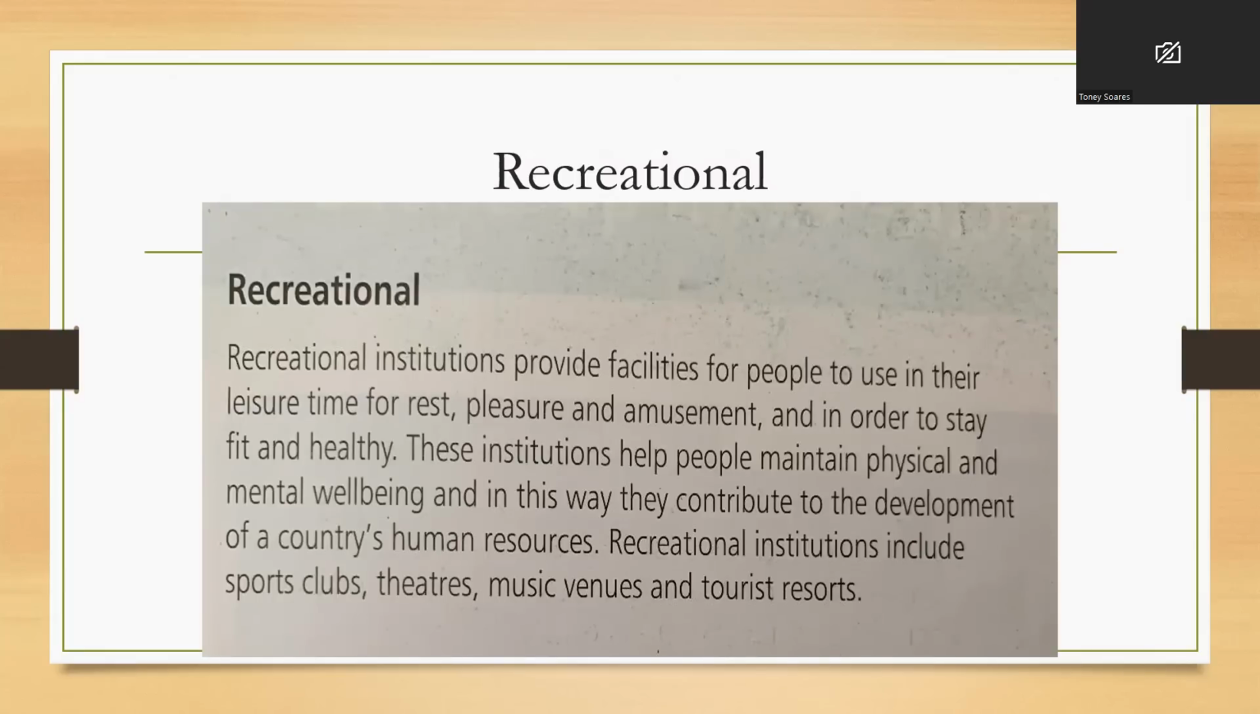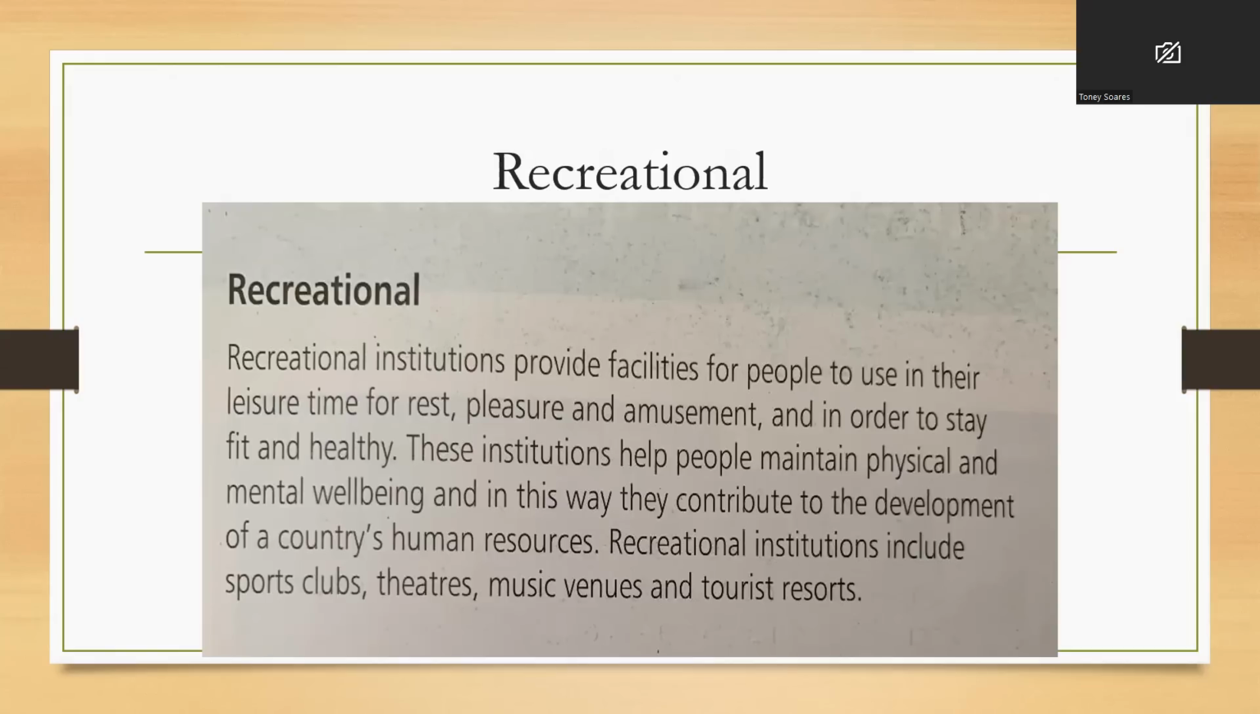Right? Because we don't want to become overweight, we're not caring for our physical fitness and wellness, and then we develop all kinds of lifestyle diseases. These institutions help people maintain physical and mental well-being, and in this way, they contribute to the development of a country's human resources. Recreational institutions include sports clubs, theaters, music venues, and tourist resorts, right? So the importance of recreational institutions is that they maintain physical and mental well-being, and this now helps to contribute to the development of the country's human resources.